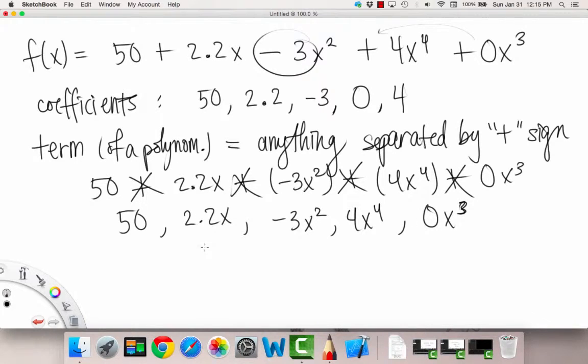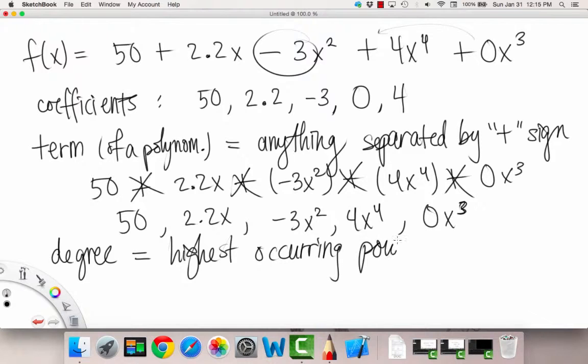Another thing that we need to know is what is the degree of a polynomial. Degree is basically just the highest occurring power in your polynomial. Occurring means it doesn't have a coefficient of 0, because technically we could add on 0x to the fifth, 0x to the seventh, 0x to all this stuff that we don't see. But occurring means it doesn't have a coefficient of 0, so you can actually see it in your normal polynomial. The highest occurring power in ours is going to be a 4, and so the degree is 4.